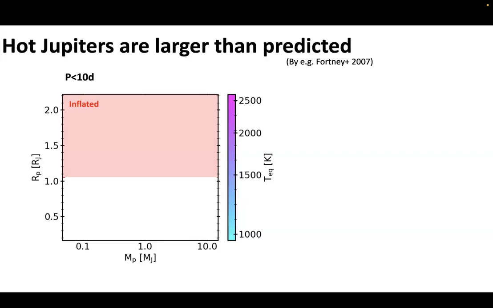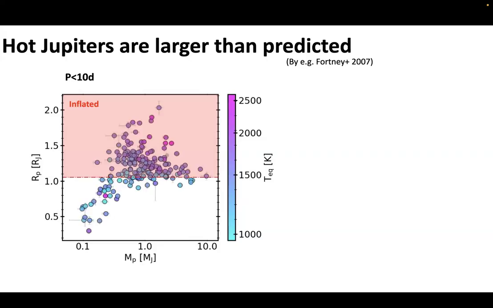So above this 1.1-ish value is where planets are inflated. This is the population of hot Jupiters. You can see that many of them are in fact too large. And I don't know if the color scheme is as clear on the screen, but I've color coded these by the equilibrium temperature, which is essentially a proxy for the flux in the period. So you can see that the more inflated planets are hotter, so they're closer to their host stars, so they're being irradiated and they've expanded. So generally we accept that this is one of the causes of the inflation.